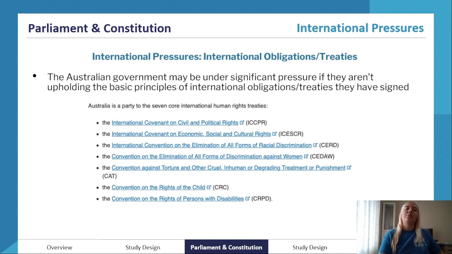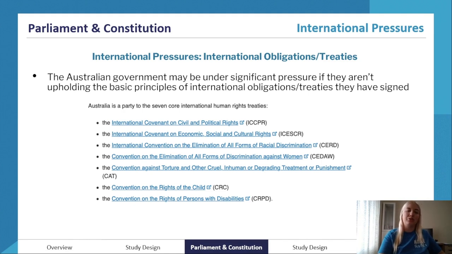So looking at the first one, obligations and treaties. The Australian government could be under significant pressure if they aren't upholding the basic principles of obligations and treaties they have signed to. So interestingly, a treaty, which we said is an agreement between different countries, and we can see some examples of them here, is actually legally binding under international law.